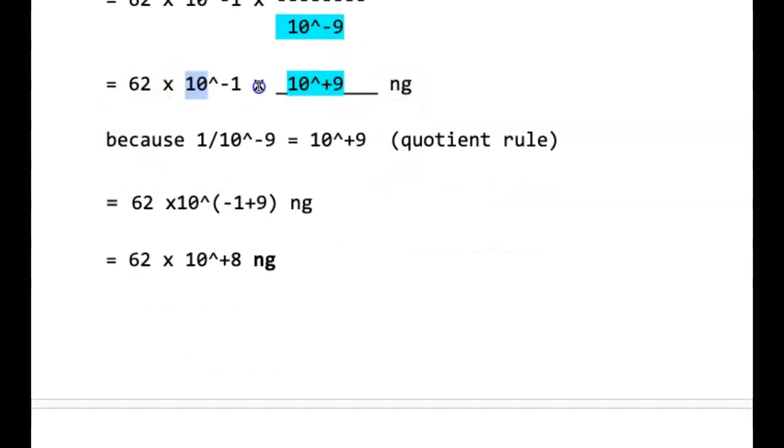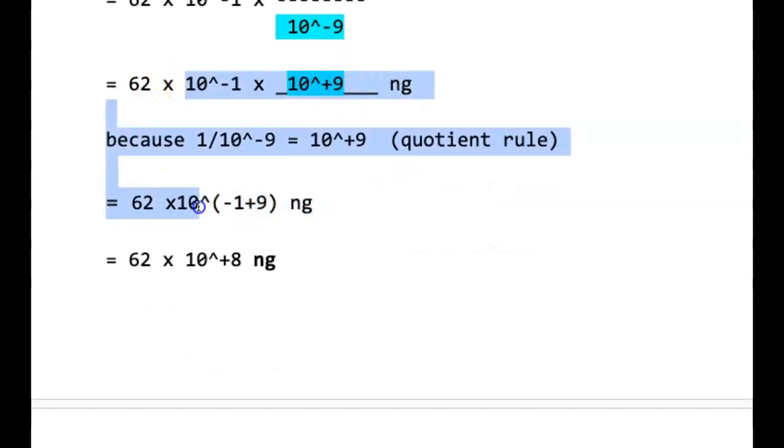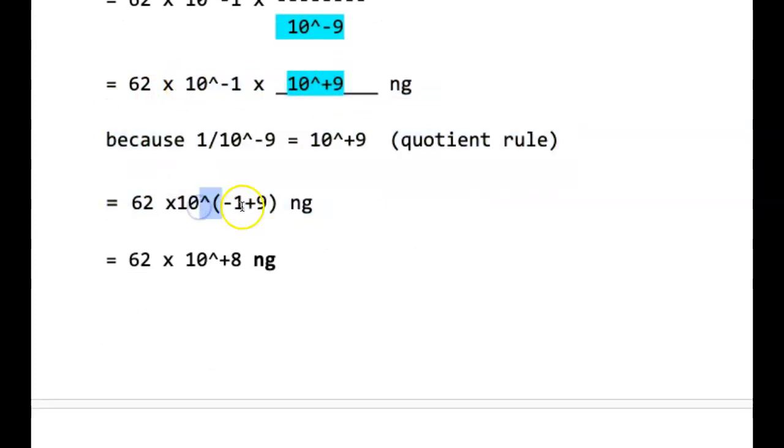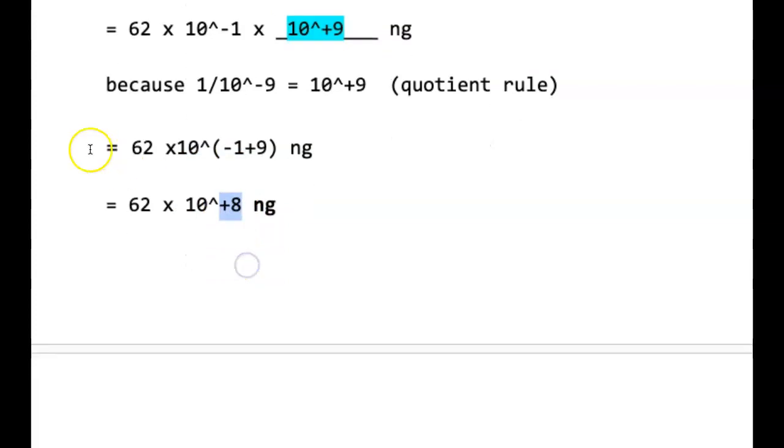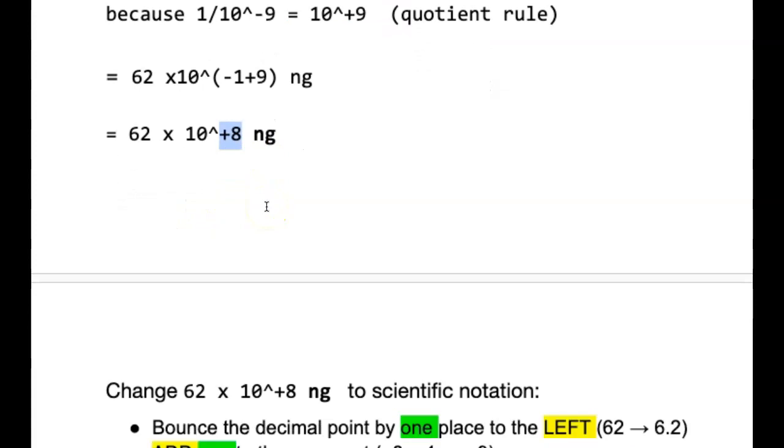and we multiply the exponential factors together by combining the base and the exponents. So the base is 10, and the exponents are minus 1 and 9. So minus 1 plus 9 gives us plus 8. And now we have 62 times 10 to the positive 8 nanograms.